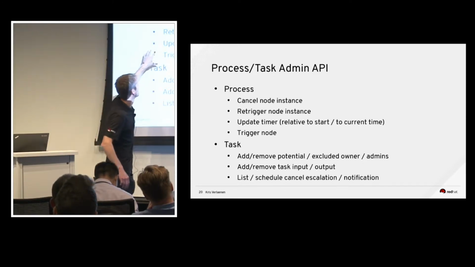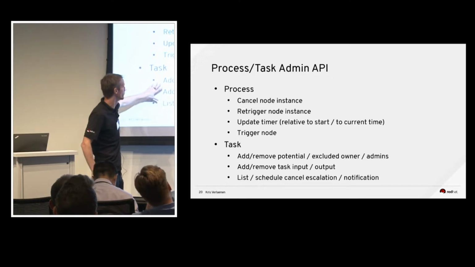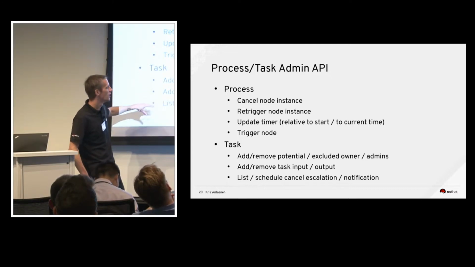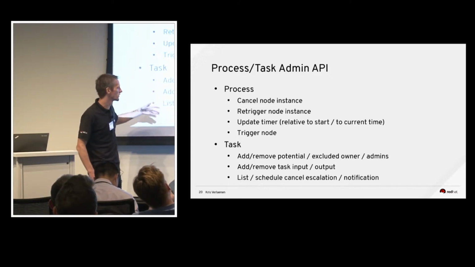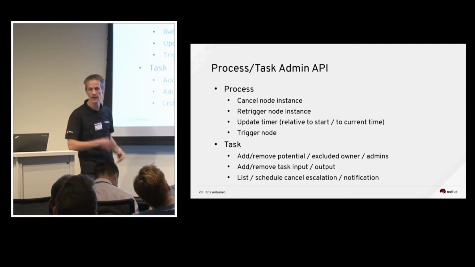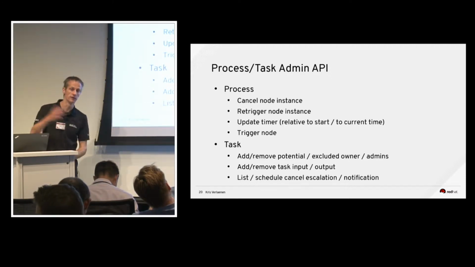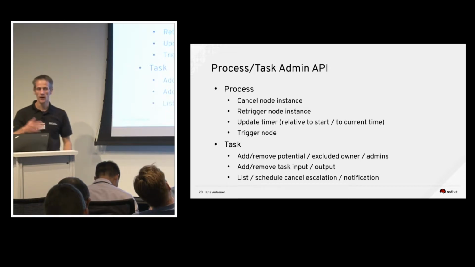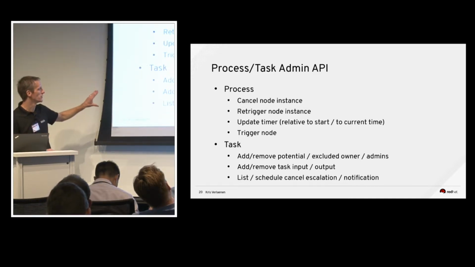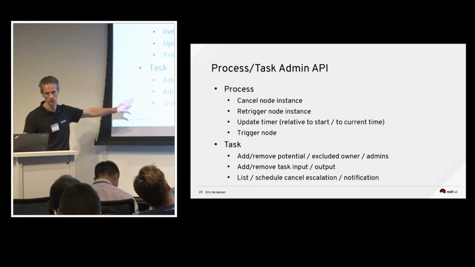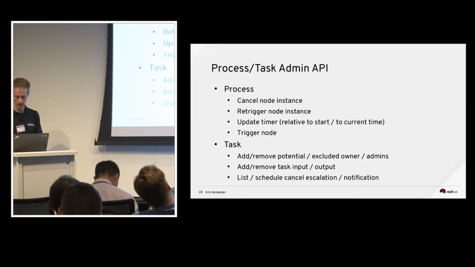Other things: updating timers, triggering random nodes, or in the context of tasks, changing anything related to the task, the data of the task, who's able to claim the task, etc. We already have a life cycle where you can delegate, forward, release, etc. But this admin can do more. He can literally change who needs to be able to execute certain tasks.